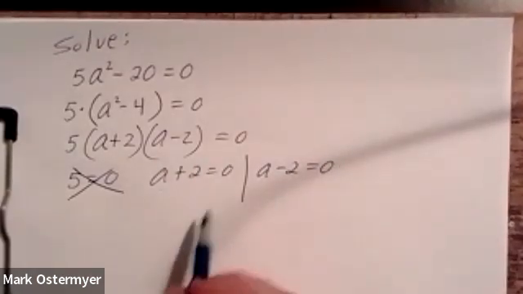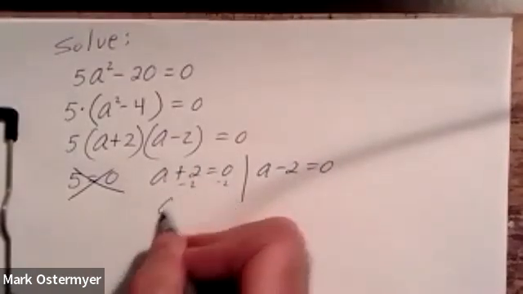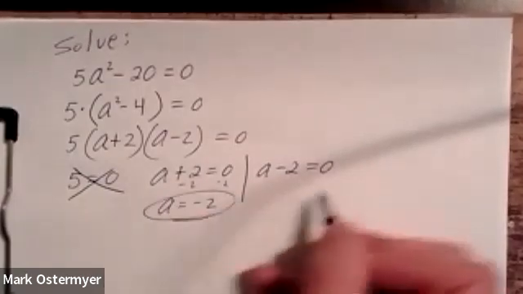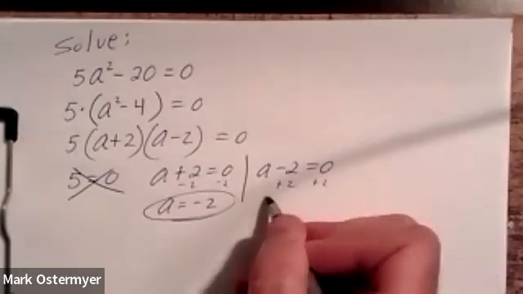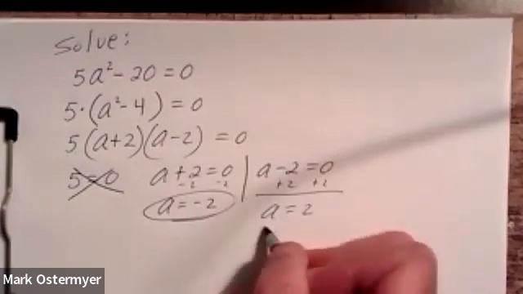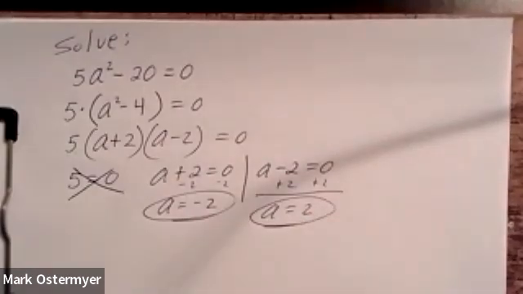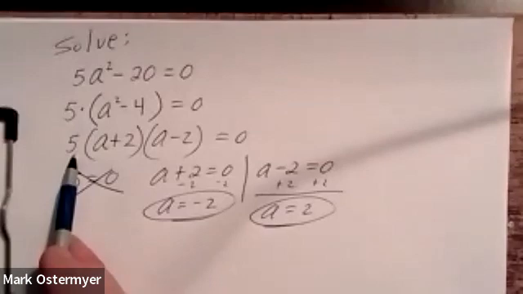Then we just got 2 equations to solve. Subtracting 2 from both sides, one solution is -2. Adding 2 to both sides, we get another solution, which is +2. Some students think, wait a minute, what about the 5? Maybe 5 is one of our solutions? The answer is no. 5 is not a solution.